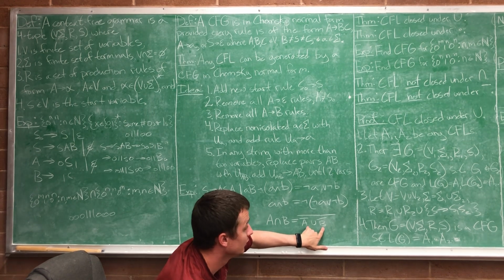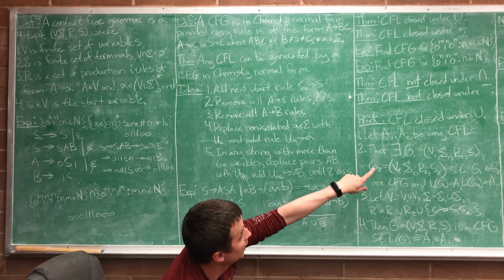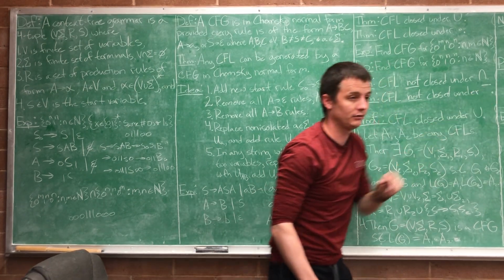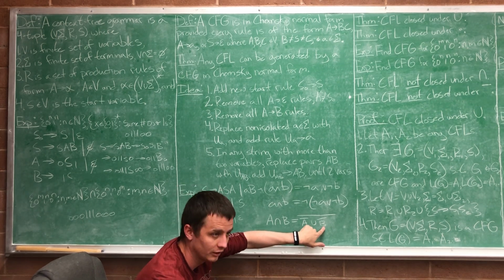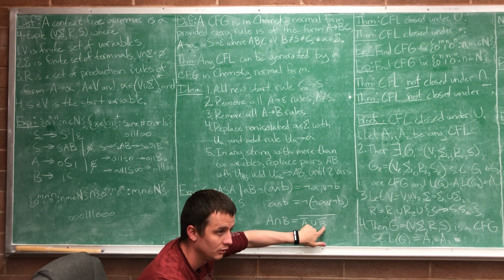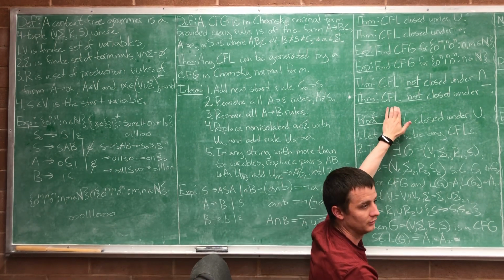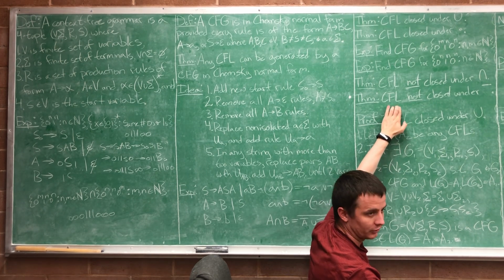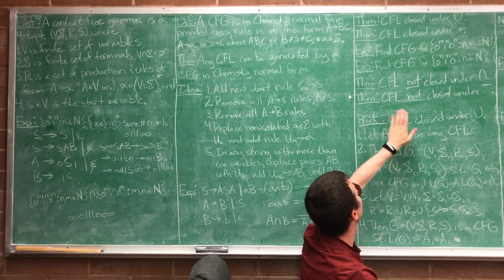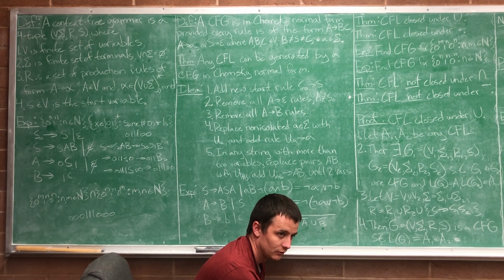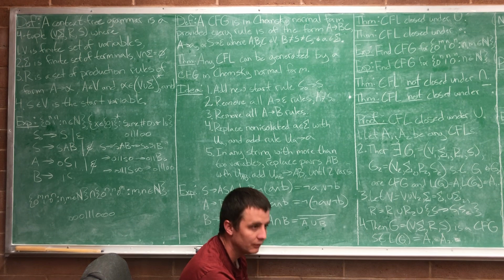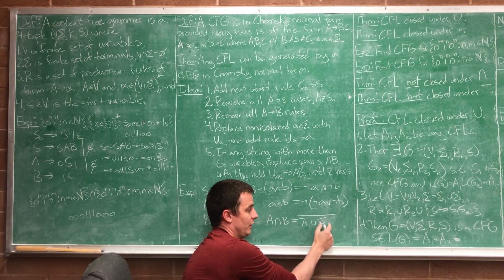Now, assume that A and B are context-free languages. If context-free languages were closed under complement, then if A and B are context-free, their complements are still context-free languages, right? Assume this were true and we're getting a contradiction. Quick proof by contradiction. You with me? So assume that's true. If it were true, which it's not, then this would be context-free.